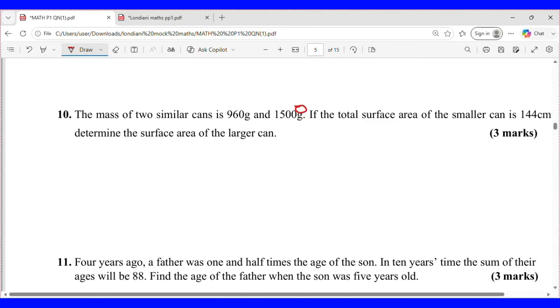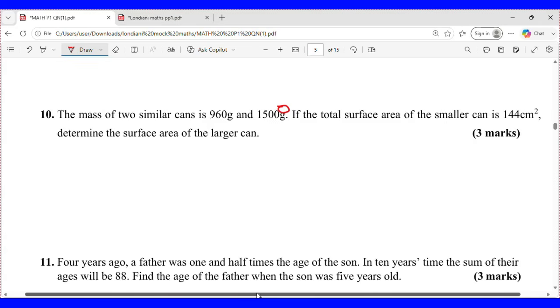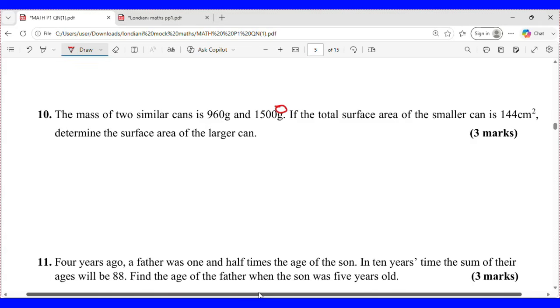If the mass of two similar cans is 960 and 15,000, and if the total surface area of the smaller is 144 centimeters squared, determine the surface area of the larger can.